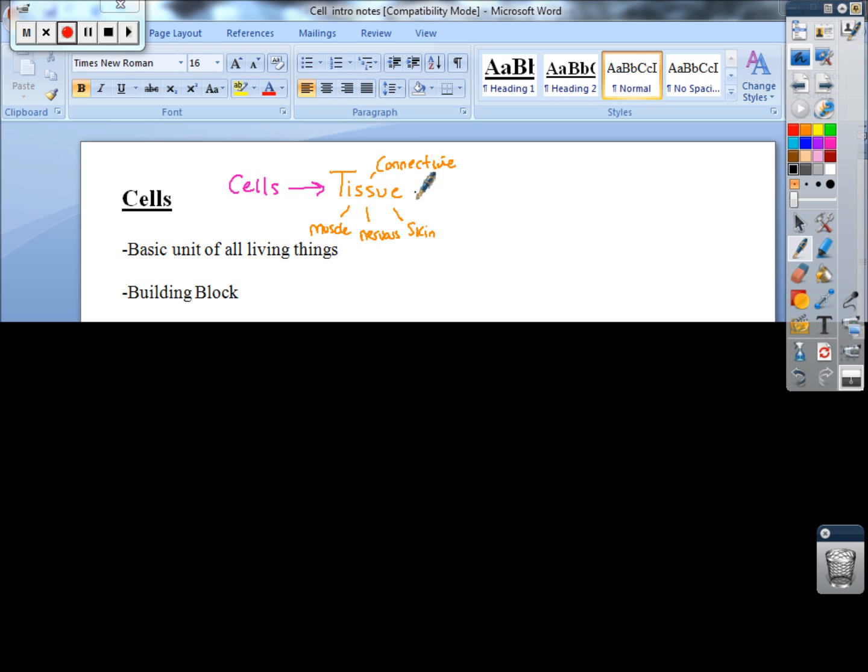So the tissue, and then a group of different tissue working together, you get an organ. Okay, example of an organ is a heart. Okay, a heart has muscle tissue, it has connective, it has nervous, connective. It has many different types of tissue that work together to make that organ. You then take organ systems such as the respiratory, the circulatory. You take those, put them together, you get an organism.